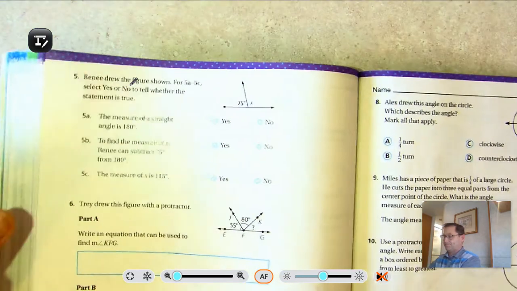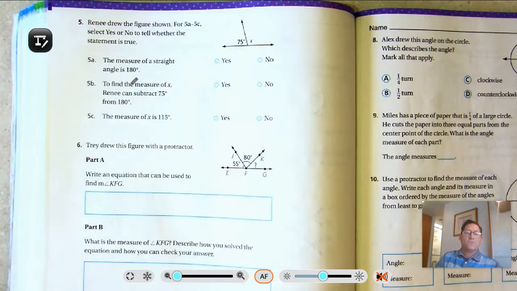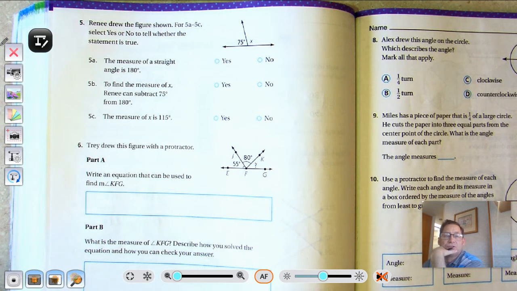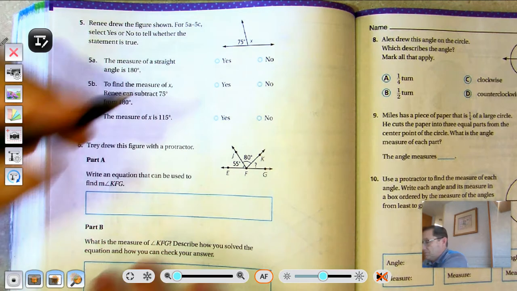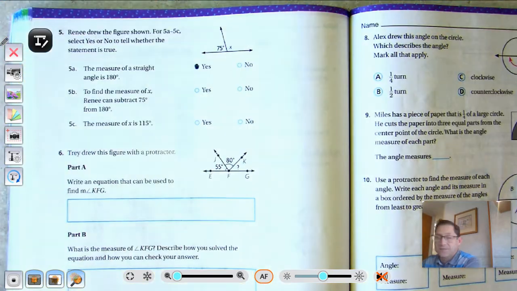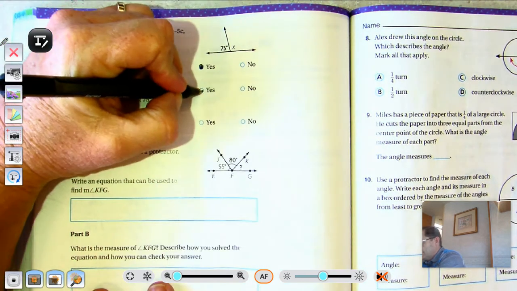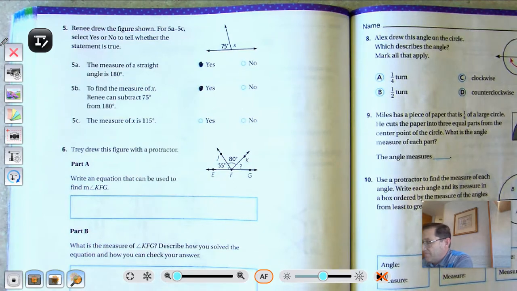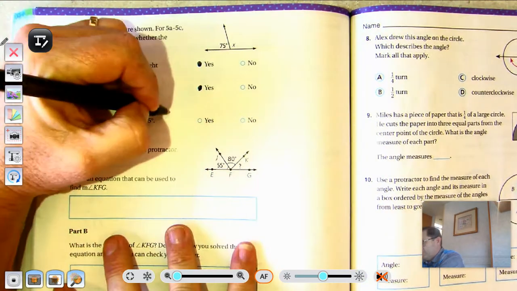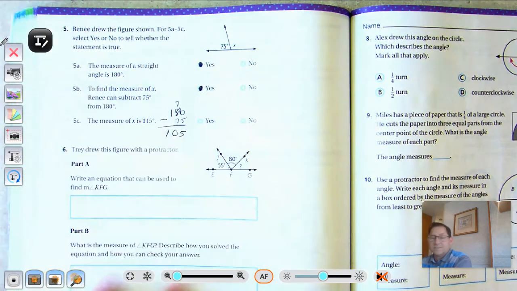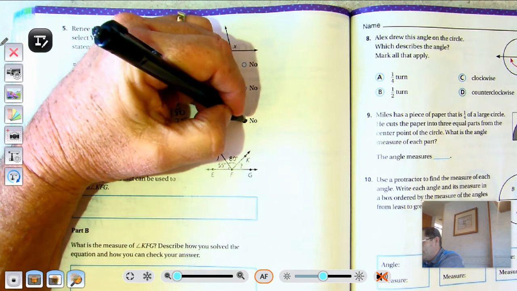Number 5. Renee drew the figure shown for 5A through 5C. Select yes or no to tell whether the statement is true. The measure of a straight angle is 180 degrees. That's true. That's just a definition. To find the measure of x, Renee can subtract 75 from 180. Yes, that's true too. The measure of x is 115. Well, I don't think so. Nope, it's 105. So no.